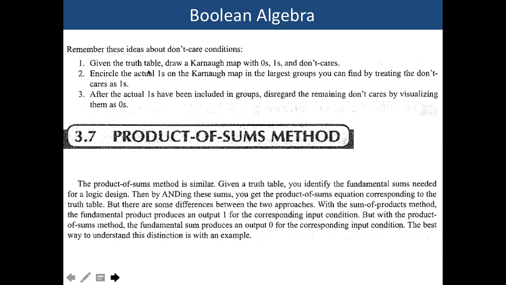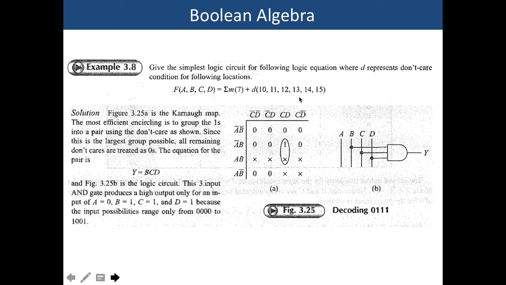Important points. First of all, given the truth table, draw a K-map with 0s, 1s and don't cares. Then encircle the actual 1s on the K-map in the largest group you can find by treating the don't cares as 1s. After the actual 1s have been included in the group, discard the remaining don't cares by visualizing them as 0. Like here we use this one don't care, considering it as 1, and the remaining ones we will discard.